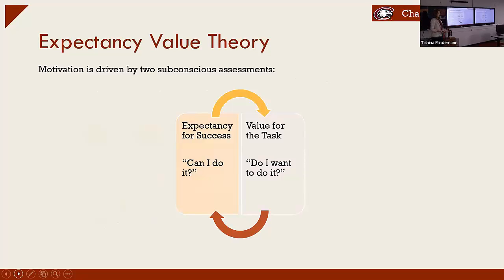So for instance, I might have high value for being an Olympic figure skater. I would love to be able to do that. However, I have 0 expectancy for success. It's not going to happen for me. I will not be successful if I try to pursue that goal. So my motivation is 0, right?